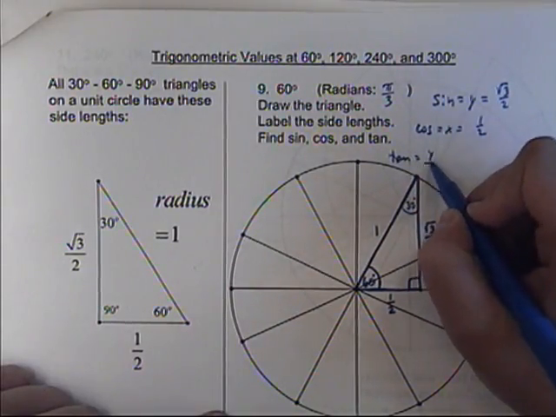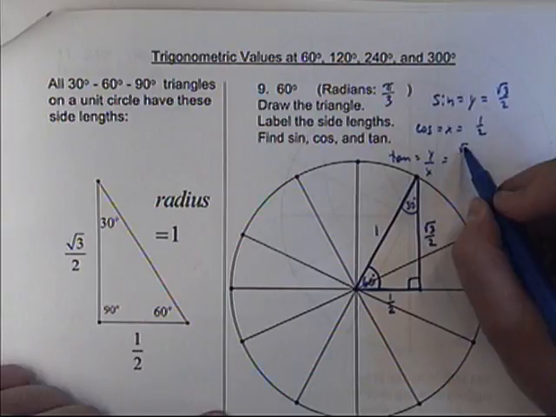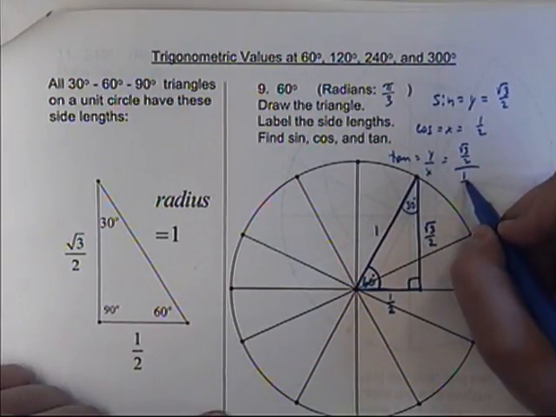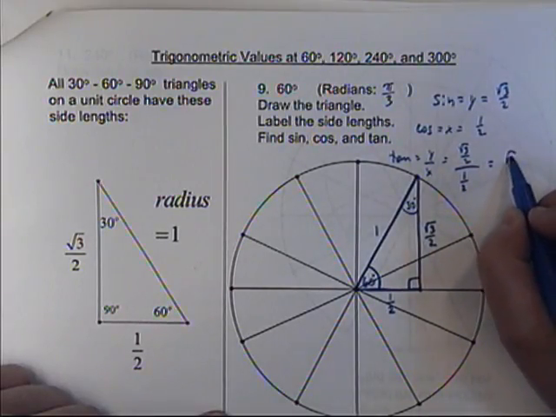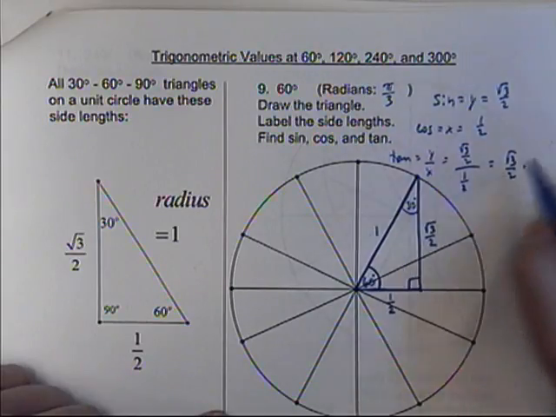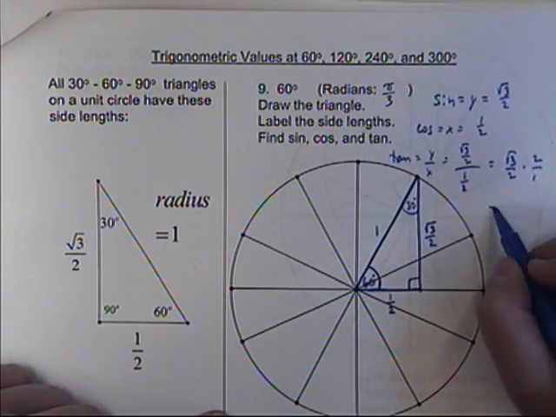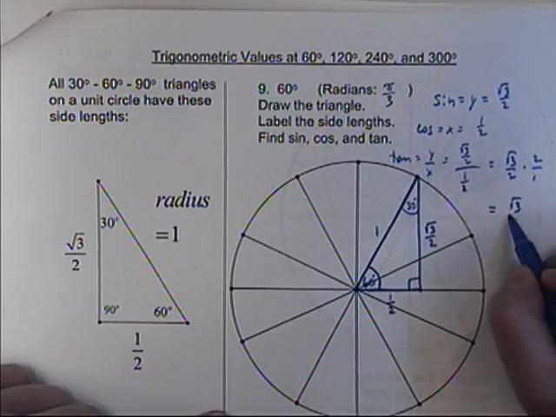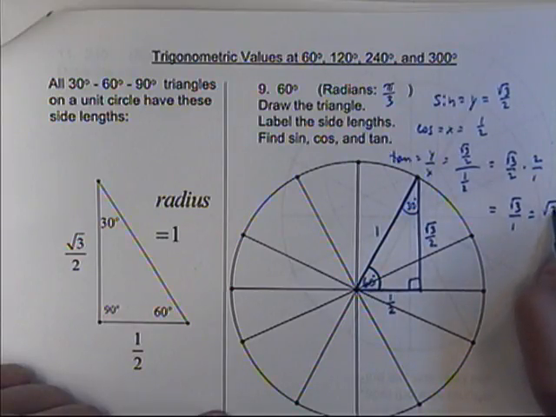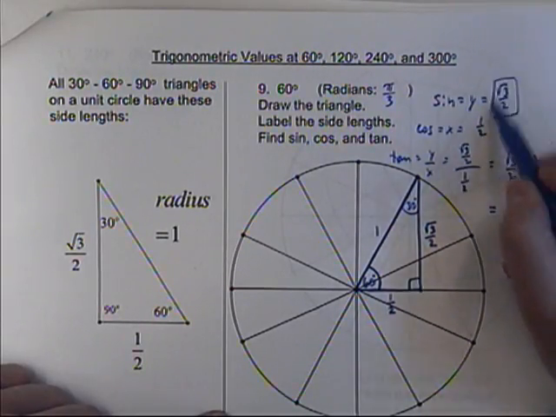Tangent is just y divided by x, so that would be square root of 3 over 2 over 1/2, which is square root of 3 over 2 times the reciprocal of 1/2, which is 2 over 1. And when the 2's cancel, you just get the square root of 3 over 1, which is just the square root of 3.